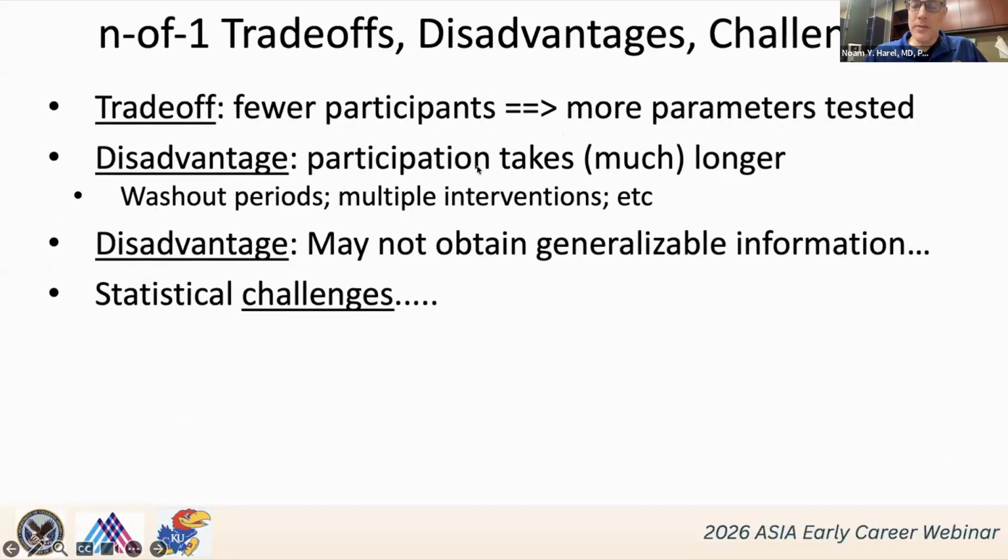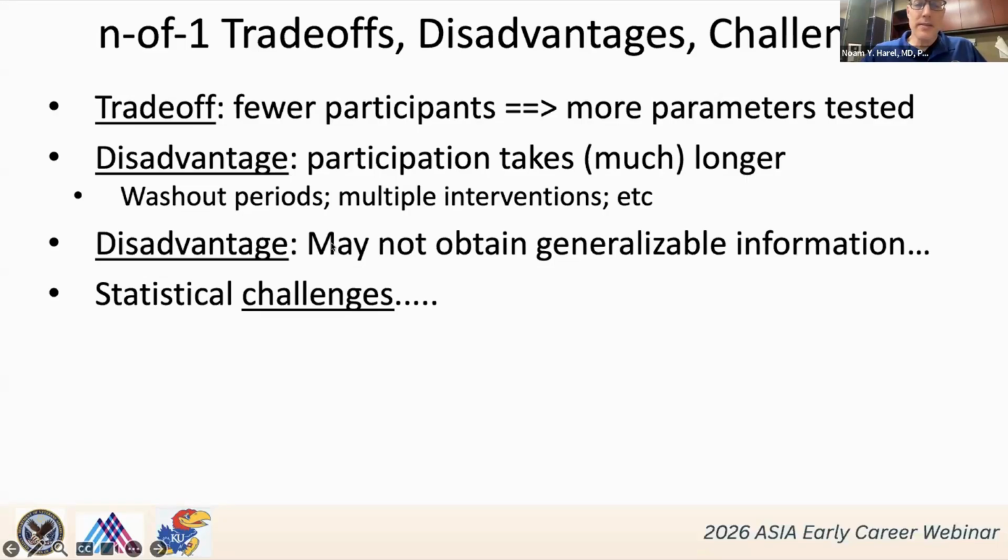Not every person with spinal cord injury or any other condition has 6 months, 9 months, a year to spend coming in and out of the lab or your center over and over again. So participation takes a lot longer, and with any crossover study, whether it's an N-of-1 design or other crossover designs, you have to worry about washout, which is a major issue in all crossover studies.